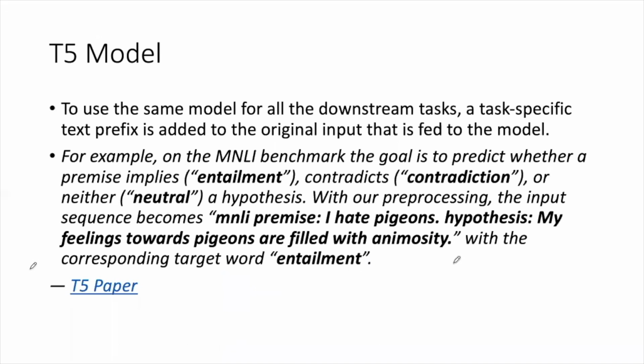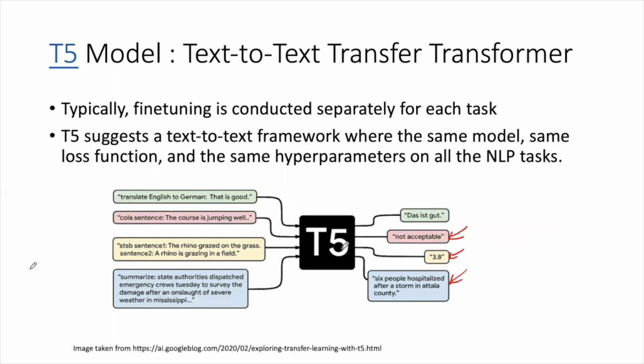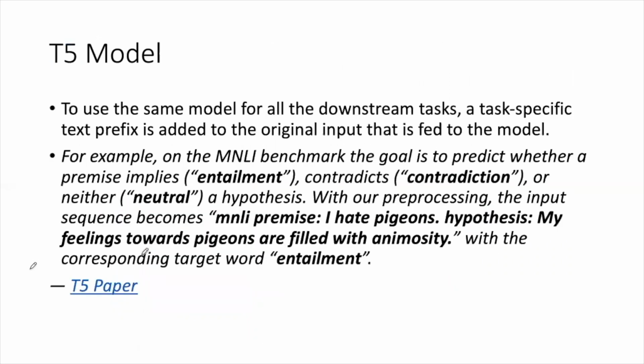There is a small variation in how the input is given to the model. We don't supply the input as it is. We mention the task on which the input is supposed to be trained. Here it's a translation task, so we put the word translate. Here it's the CoLA task, so we put the word cola at the beginning. Similarly, this is summarization, so we put summarize. These are small nitty-gritty details on how exactly it's done.